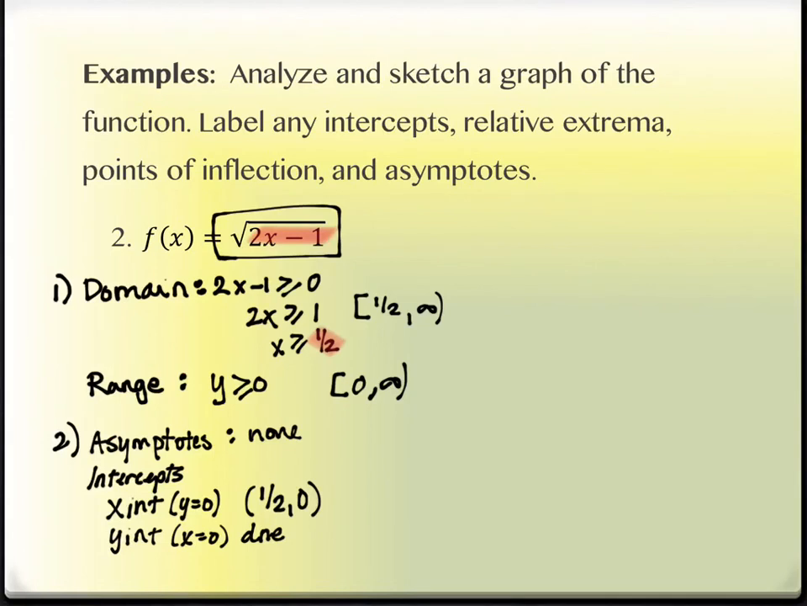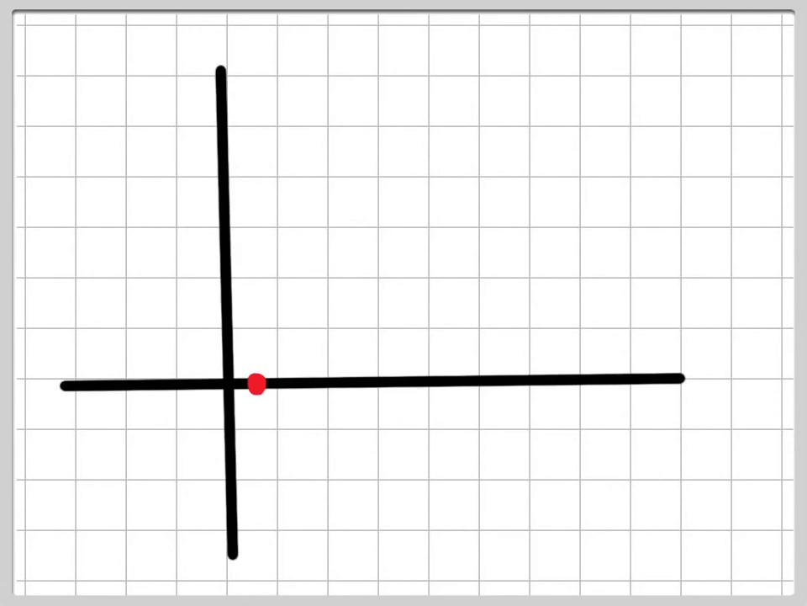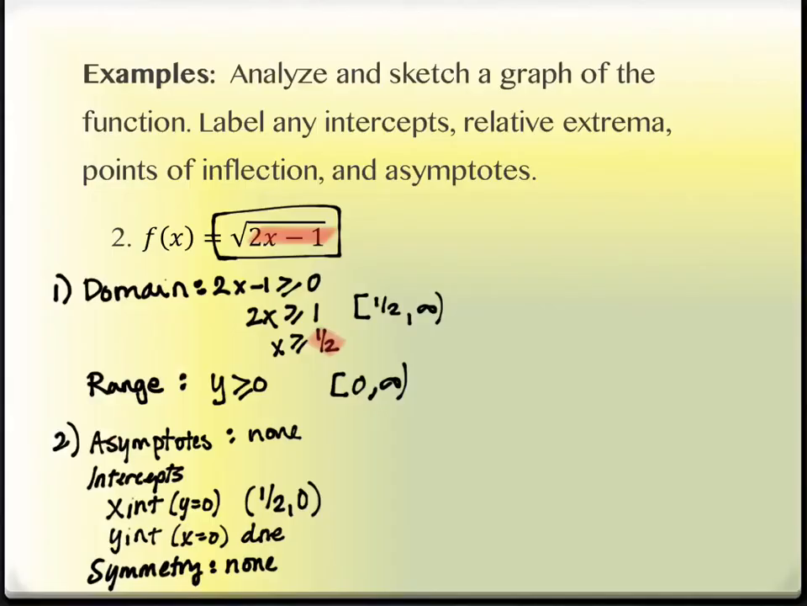Okay, so I think that took care of all of my pieces from step 2. Oh, no, I didn't. Symmetry. By the same reason as before, we have no symmetry on this graph because we don't have that 1/2 showing up as a negative 1/2 as well, which is what we would have if we had either even symmetry, which means it flips over the y-axis, or odd symmetry, which means it flips around the origin.